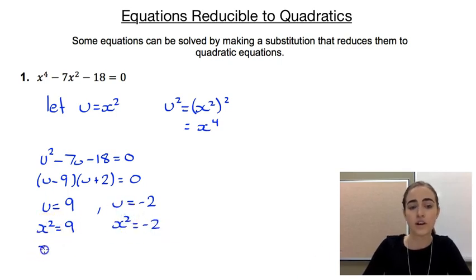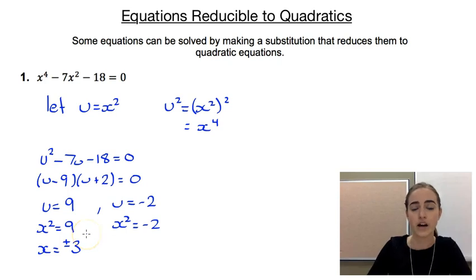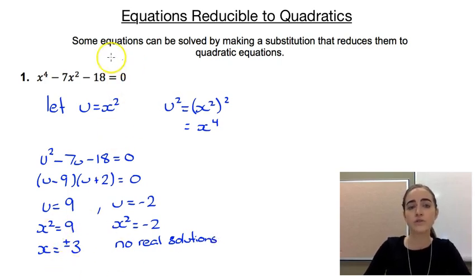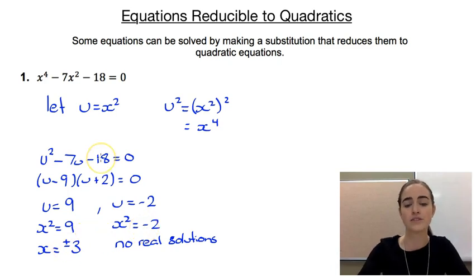If x squared is equal to 9, that means x is either plus or minus 3, because we're taking the square root of 9. In this one, if we want to get rid of that squared to get the x on its own, we'd have to take the square root of this side. But because that's a negative 2 and we can't take the square root of a negative number, we have no real solutions on this side. So there are two solutions to this equation: x equals plus or minus 3. If you graphed that curve, y equals x to the power of 4 minus 7x squared minus 18, you'd have two x-intercepts or zeros or roots, and they would be at plus or minus 3.